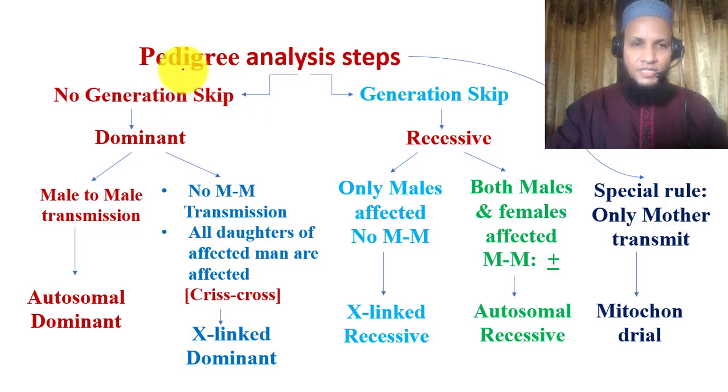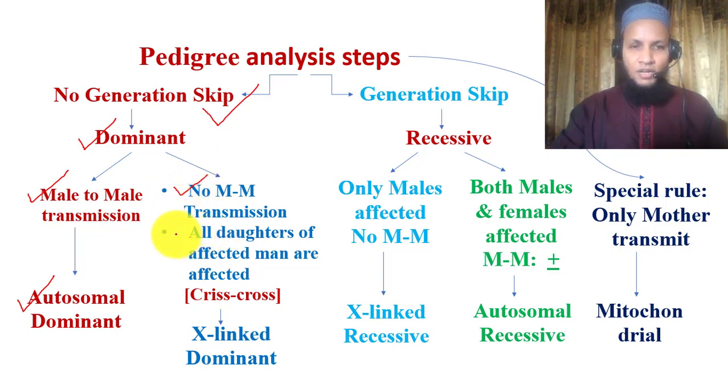Here, if we summarize. First step, whether there is any skipping of generation. If there is no skip, it is dominant. If it is dominant, then we can ask whether there is male to male transmission. If there is male to male transmission, it will be autosomal dominant. And if there is no male to male transmission and all daughters of the affected man are affected, that is crisscross transmission, it will be X-linked disease.